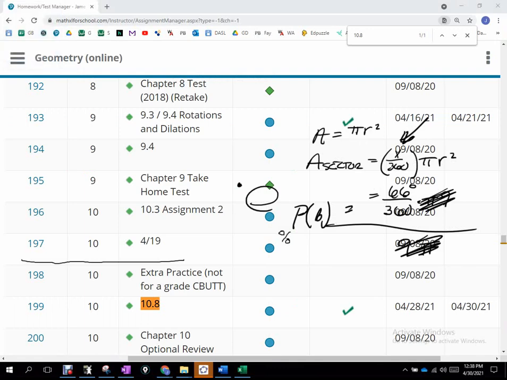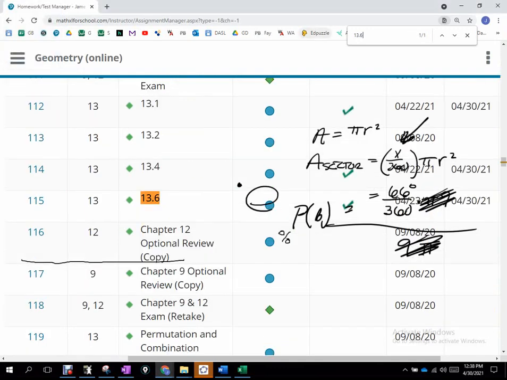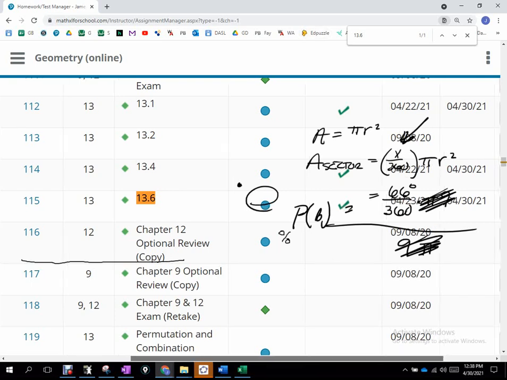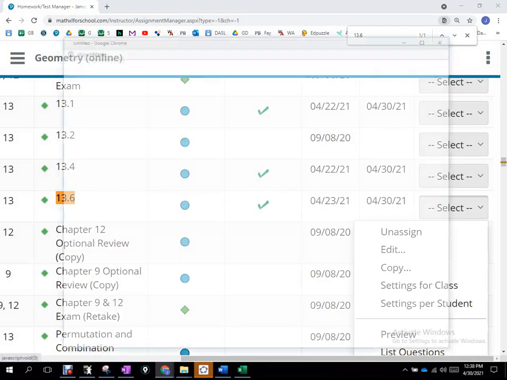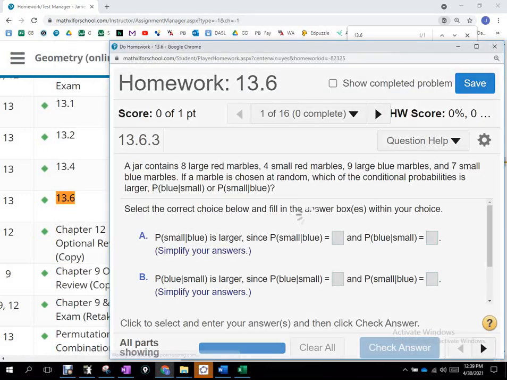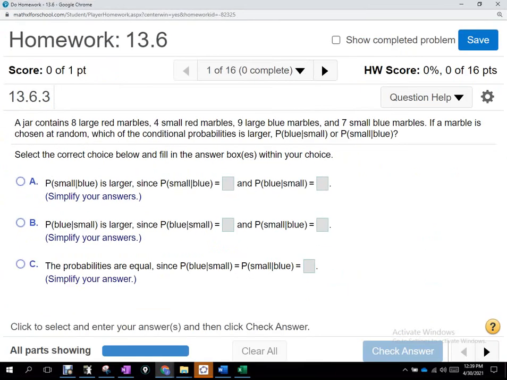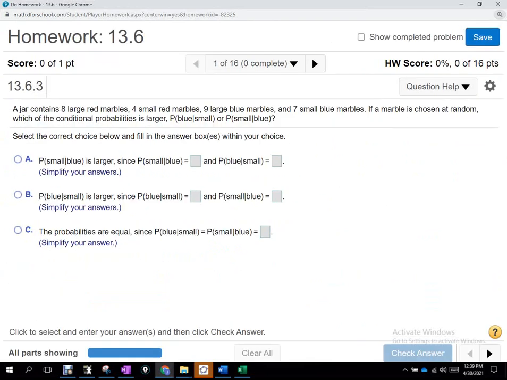13.6, number 1. Okay, so a jar. I'm going to zoom out a little bit so I have some room to write here, because I think you have to.